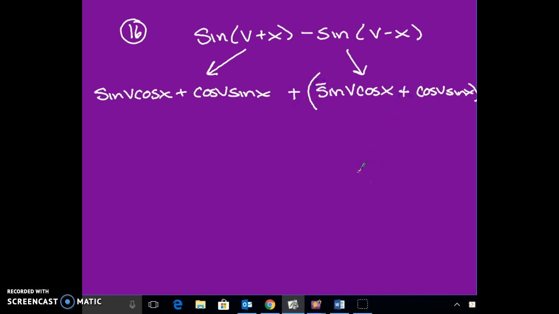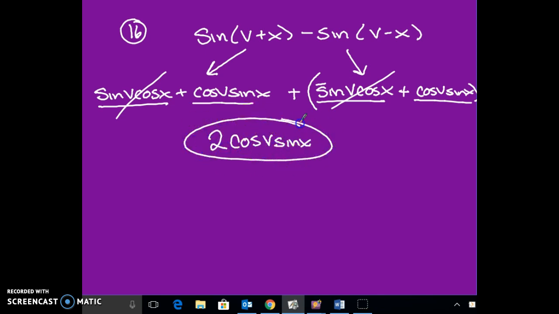And then you're going to see some like terms. You're going to notice that this and this cancel. This one's plus and one's negative. These are both positive. So I have cosine B sine X. And there are 2 of them. So you're done. You will definitely see a problem like this.